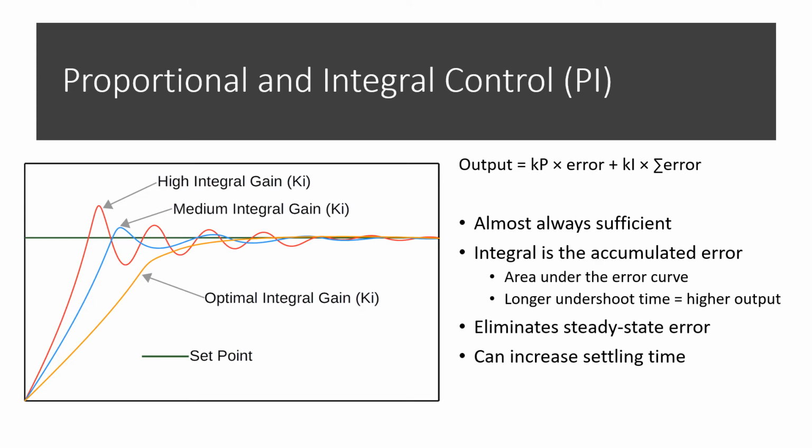It represents the accumulated error over time. This is good so that if we have a long undershoot time, where we're never really getting to that set point, it'll be like, oh, we've been at this set error for this amount of time. I'm going to slowly increase our output until we are bumped up to the actual set point. This is really good at eliminating steady state error, but it can increase settling time a little bit.